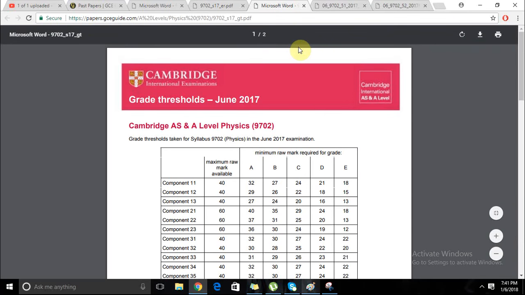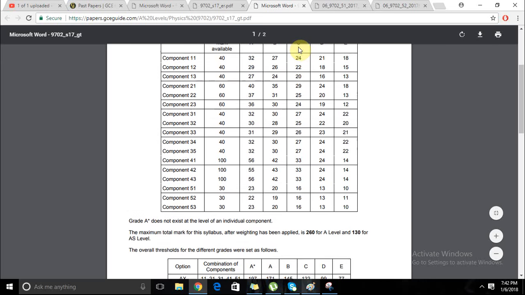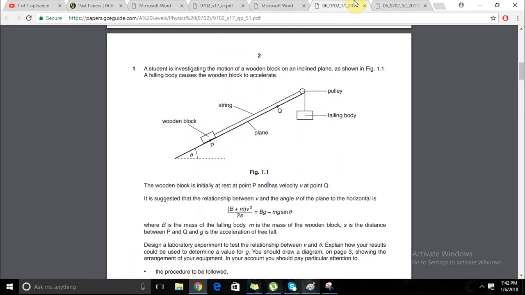And what was the grade threshold for this paper? 22, fairly high up there. Or was it 23? Yep, it's 23. So yeah, pretty high. Need your best for this.